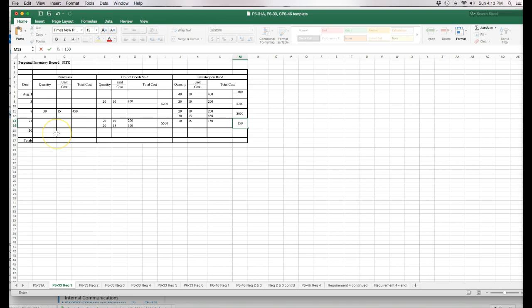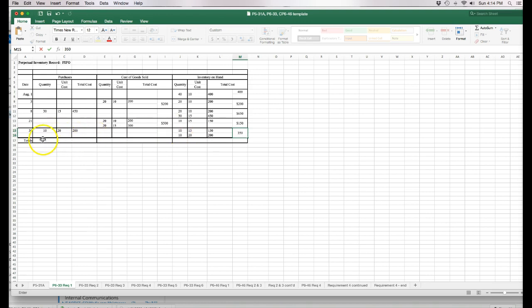Okay? Now on the 30th, it says that we have purchased 10 more units, but now the cost has gone up again. It's $20 per unit. So our total cost for that purchase is $200. We haven't sold anything, so we can skip over the cost of goods sold. But what do we have left on hand? Well, we still have the 10 units that are at $15 for 150. But we also have these 10 that we just purchased at $20 for 200. That leaves us with a total of $350 on hand.